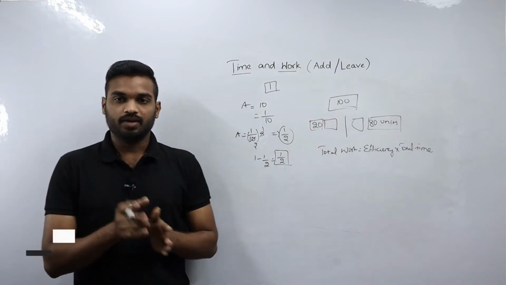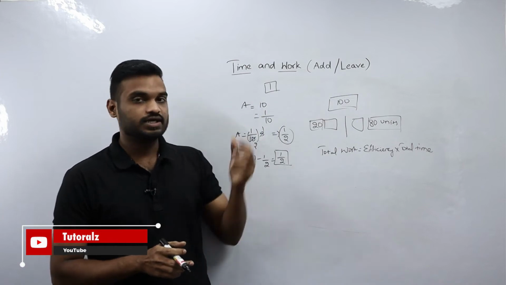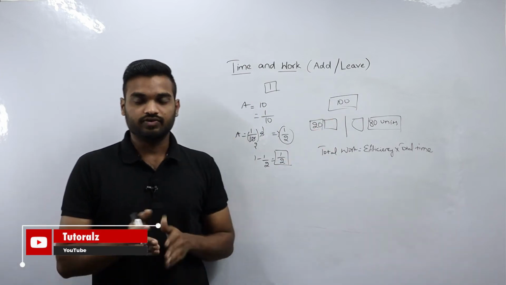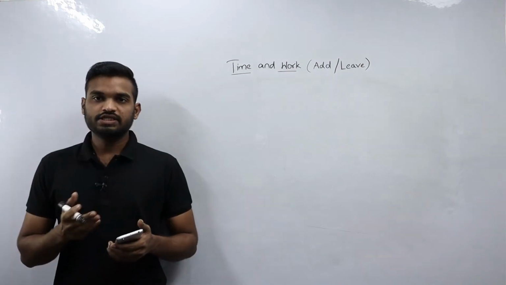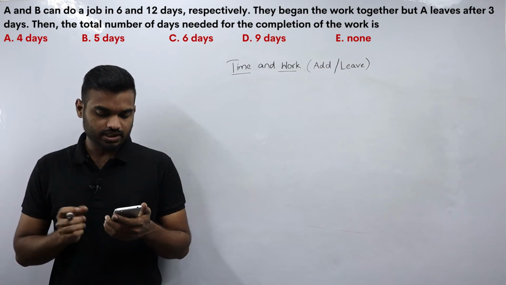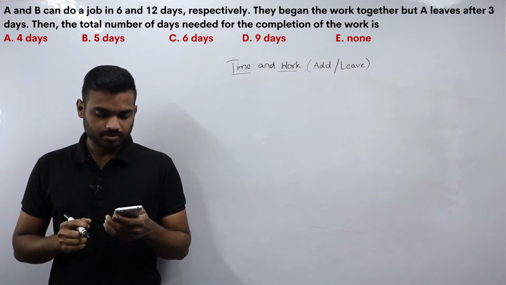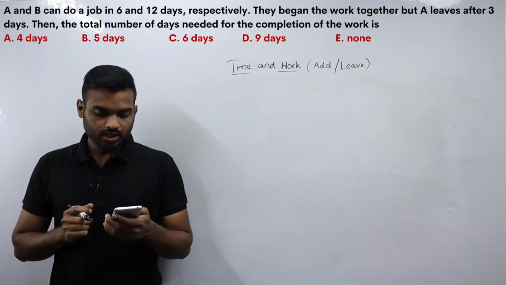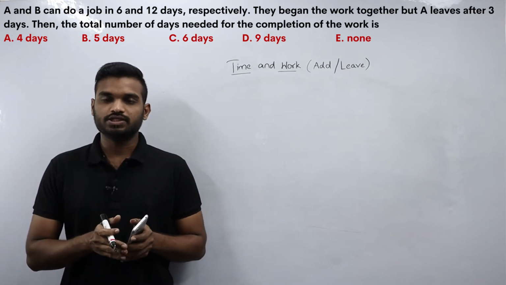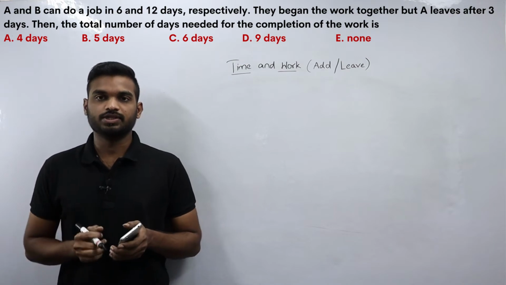Now let us look at some basic level problems based on this adding and leaving concept, so that we can come to know how to use this concept in solving problems. Now let's see the first problem. A and B can do a job in 6 days and 12 days. They began the work together, but A leaves after 3 days. We need to find the total number of days needed for completion of the work.